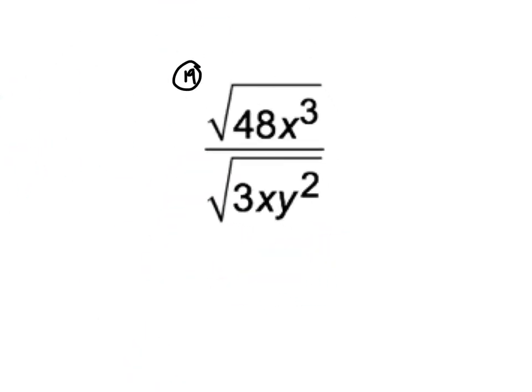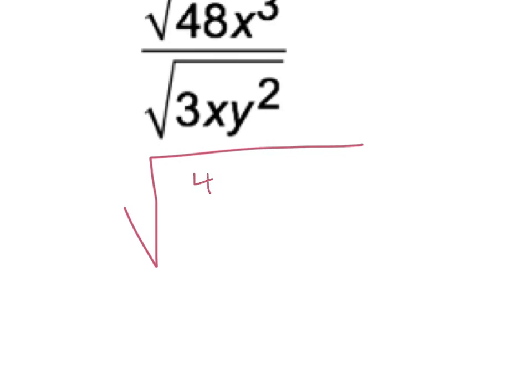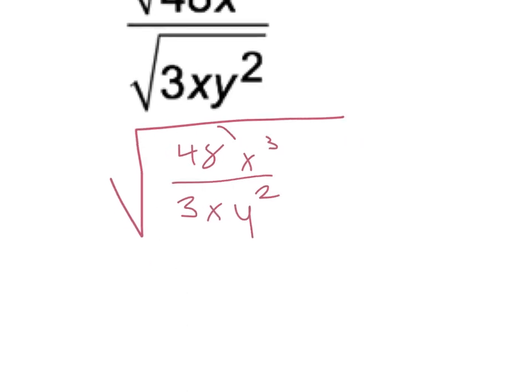Okay, last problem. Thank goodness. So we have the same index out here. Remember, when we don't have a number, it's implied that it's a 2. So we have a 2 and a 2 for our index. So we can do the square root of 48x cubed on top and 3xy squared on the bottom. We're going to simplify our numbers. So 3 goes into 48 16 times. So on top, we're going to have 16.